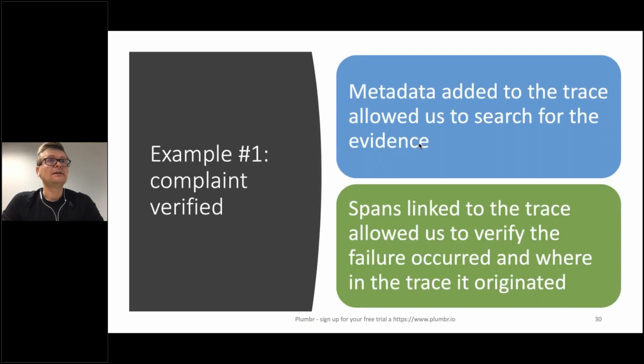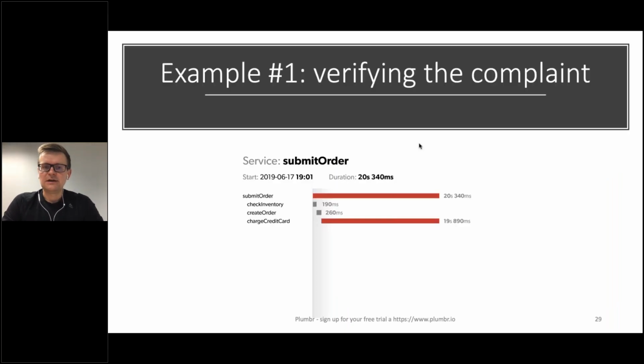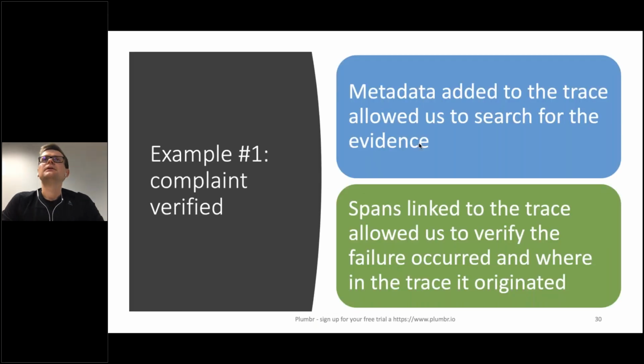and allowed us, thanks to the metadata added, to also locate the source of the problem, at least to the precision of the span. So we know now that the charge credit card span is where we should be looking for the problem, not create order nor check inventory. The charge credit card span was what triggered the non-200 series response, typically a 500 series.